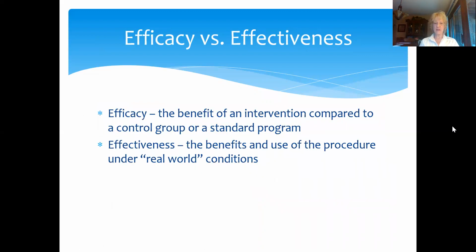So as we're thinking about efficacy and effectiveness, remember that was our phase 3 and phase 4 differences in that developmental trajectory of science. Remember that efficacy is the benefit of this intervention compared to a control or a standard program under the most controlled setting. So I've controlled for every alternative possibility. And then effectiveness is the benefit of the use of this intervention or procedure in a real world situation.